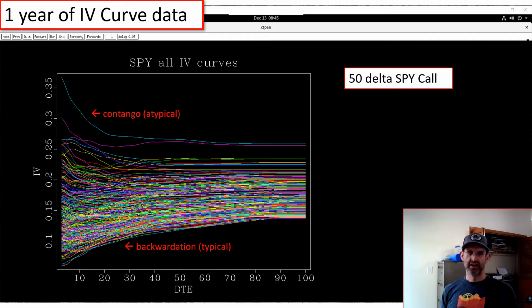Here's an entire year of IV curves for the same 50 delta SPY call. Every curve represents a different day. You can tell that the curve is typically in backwardation, so those lines that slope down to the left are more common. There are a few days where the market was in Contango, meaning that the shorter dated options were selling at a premium. That means the market is saying there's a risk of something crazy happening in the short term, and therefore the short term option price goes up.